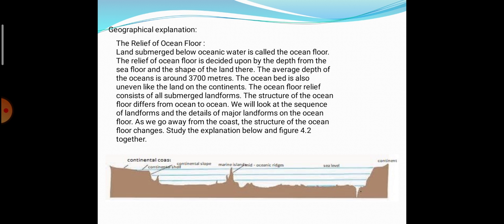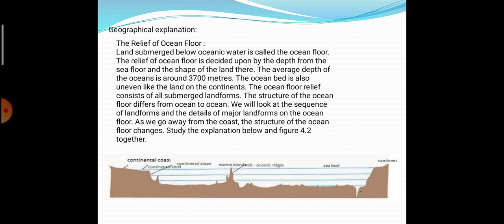The ocean bed is also uneven like the land on the continent. The ocean floor relief consists of all submerged landforms. The structure of the ocean floor differs from ocean to ocean. It's not the same in every ocean. We will look at the sequence of the landforms and the details of major landforms on the ocean floor. As we go away from the coast, the structure of the ocean floor changes. Study the explanation below and figure 4.2 together.